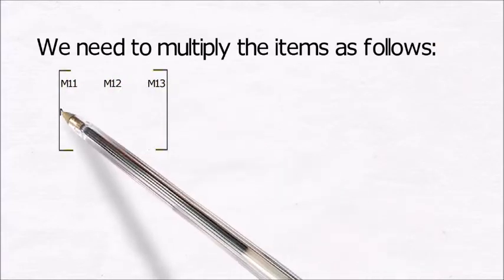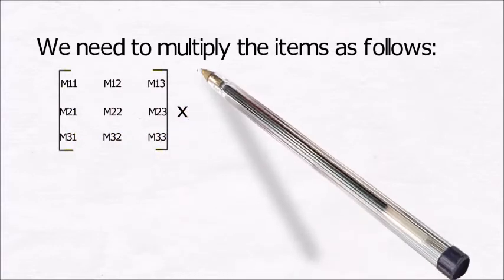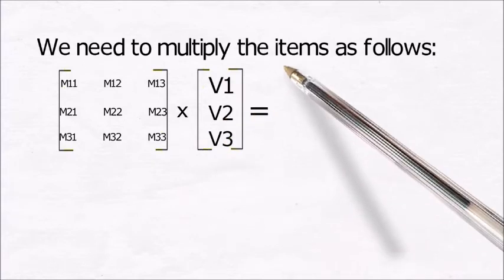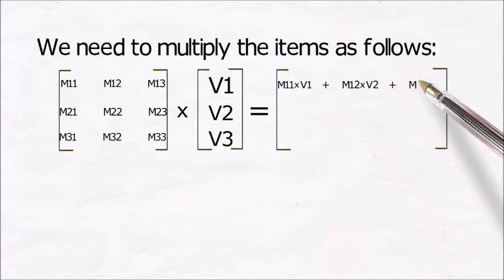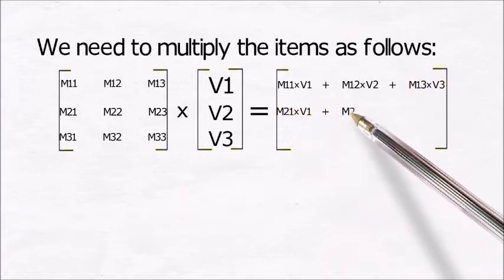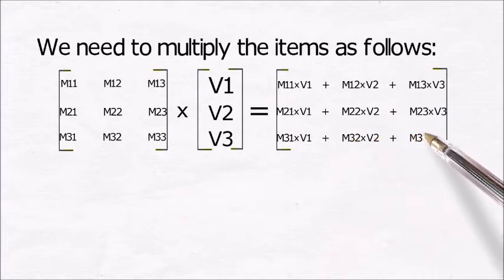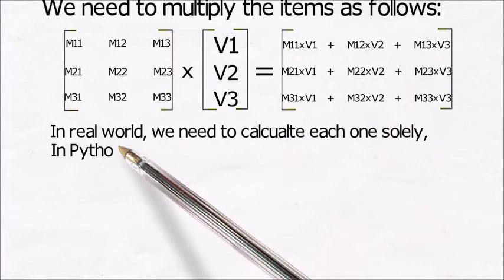m11, m12, m13, m21, m22, m23, m31, m32, m33 multiply v1, v2, v3 equals m11 multiply v1 plus m12 multiply v2 plus m13 multiply v3, m21 multiply v1 plus m22 multiply v2 plus m23 multiply v3, m31 multiply v1 plus m32 multiply v2 plus m33 multiply v3. In the above, we need to calculate each one solely.